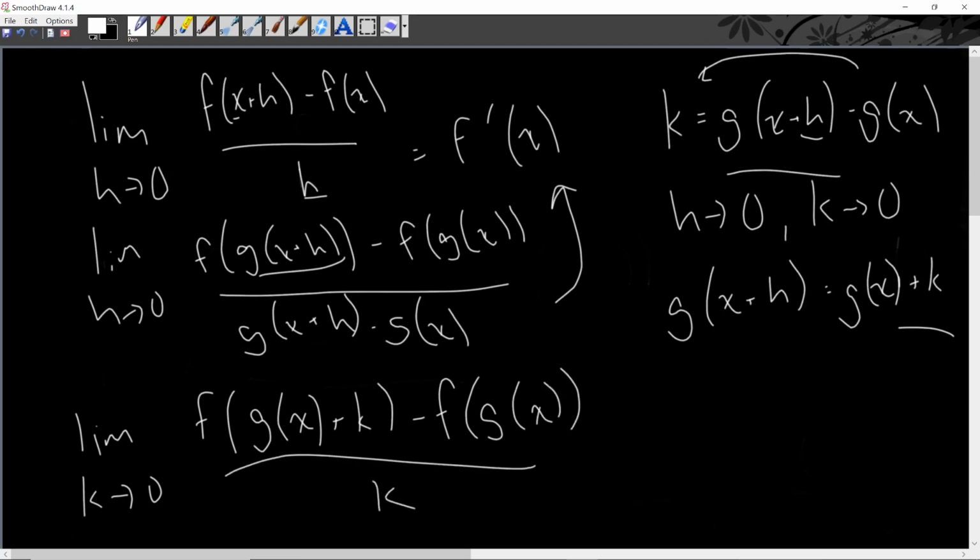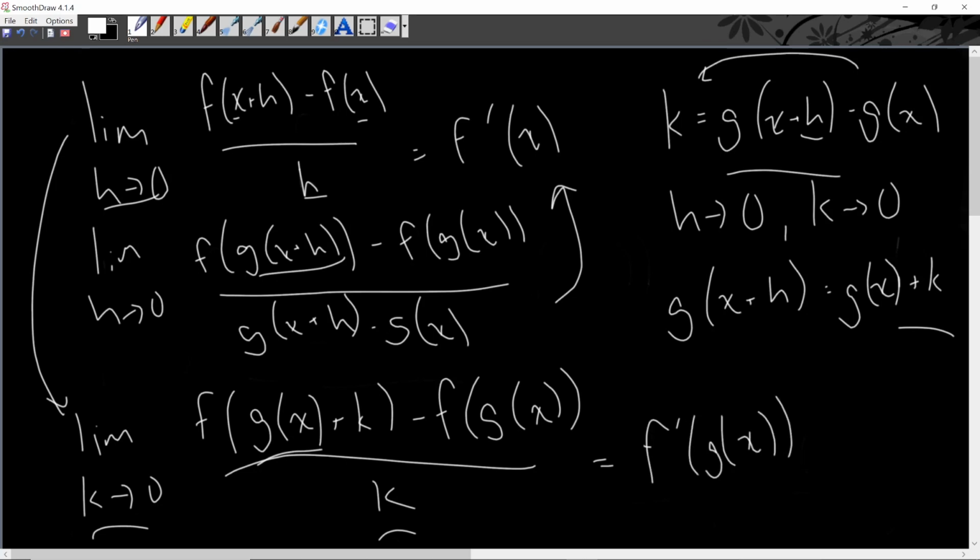And now this is looking a lot more similar to our original definition of the derivative. Instead of h, we do have k, but in our denominator we have just the variable that is approaching 0, so that's going to be k, and that was h for our original. And instead of x, we are going to have g of x as our input, so this will be f prime g of x. And again, this is going to be multiplied by g prime x, because we did have that g of x plus h minus g of x in the numerator, and then we brought the h to the other side.